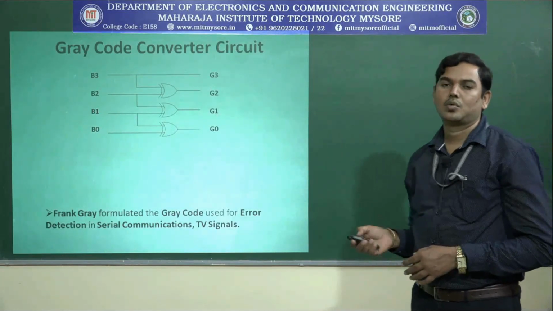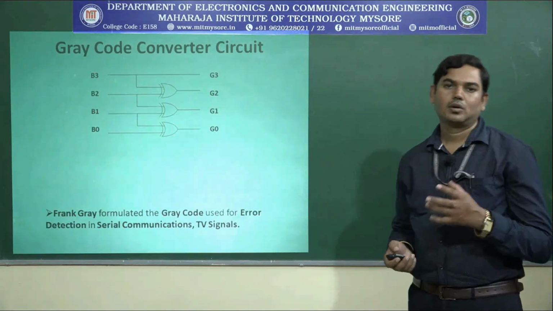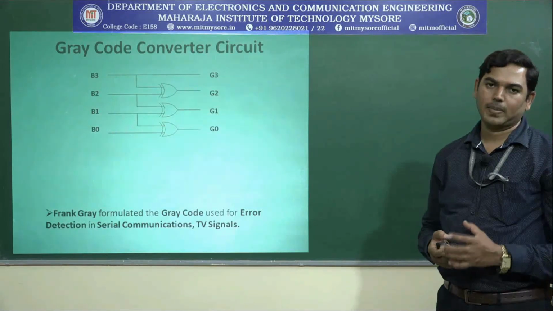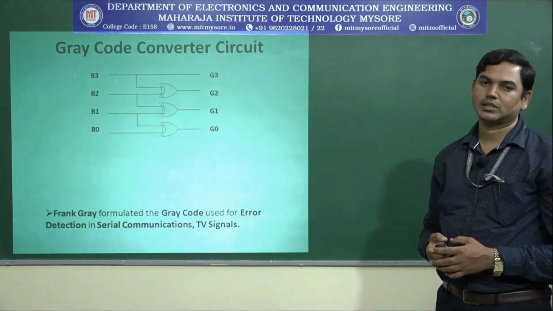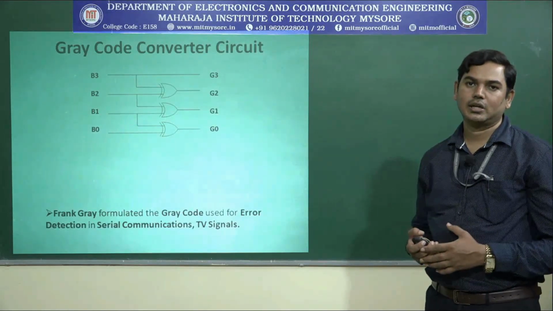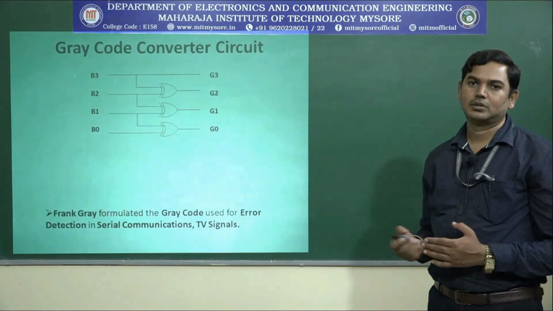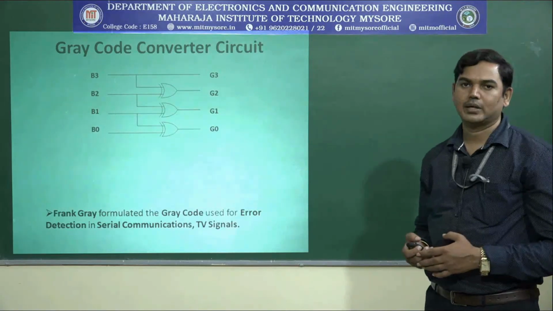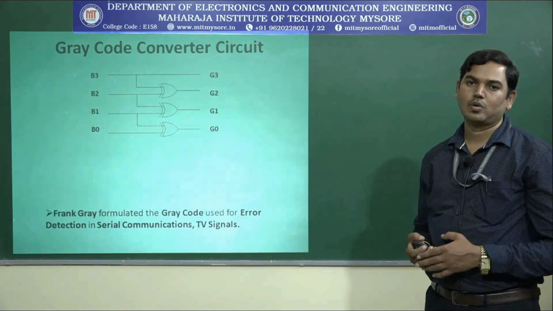Having understood how to write the gray code, obtain the table, the logical equation and the circuit, now we will write the HDL description for a 4-bit binary to gray code converter.